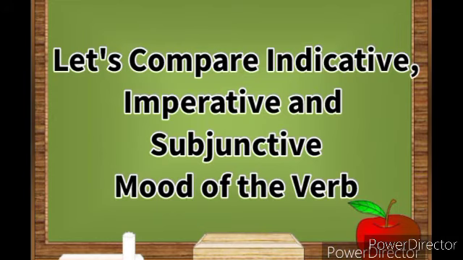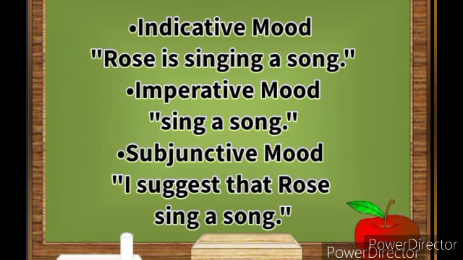So let's compare indicative, imperative, and subjunctive mood of the verb. In indicative mood, Rose is singing a song. In imperative mood, sing a song. And in subjunctive mood, I suggest that Rose sing a song. So those are the examples of the mood of the verb: indicative, imperative, and subjunctive mood. And there are some differences among them.